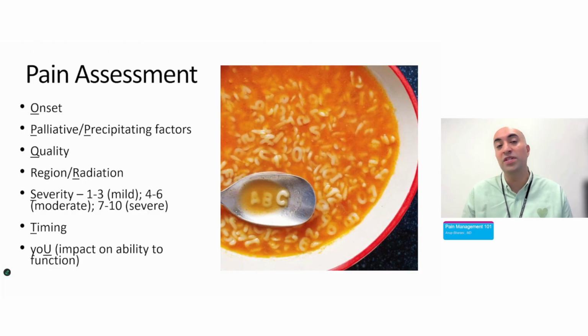So, OPQRSTU. When was the onset of this pain? What palliative and precipitating factors are there? What makes it better or worse, essentially? What is the quality? That's the Q. What location or region is it in? Does it radiate? That's the R. What severity? Is it mild, moderate, severe? Can they categorize it via a pain score?